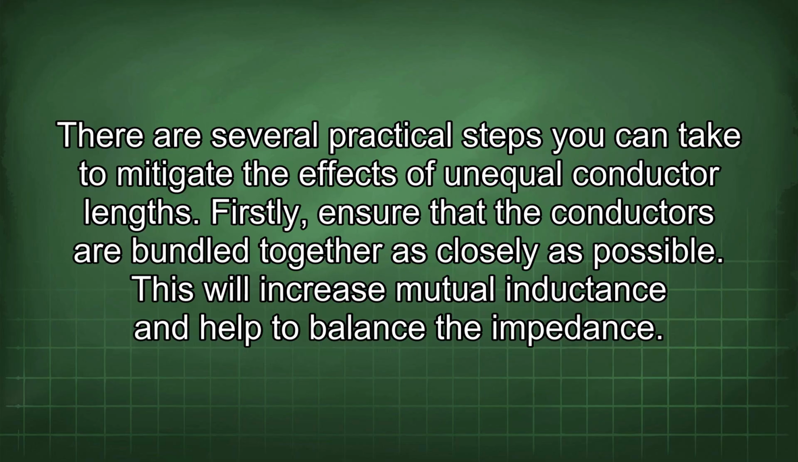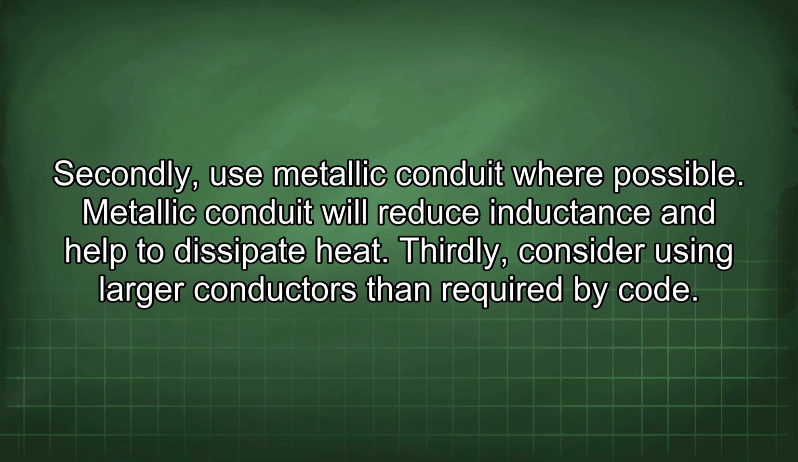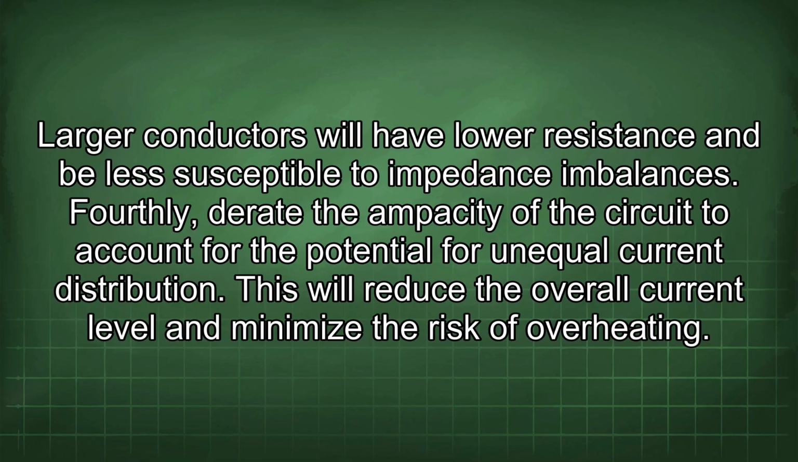There are several practical steps you can take to mitigate the effects of unequal conductor lengths. Firstly, ensure that the conductors are bundled together as closely as possible. This will increase mutual inductance and help to balance the impedance. Secondly, use metallic conduit where possible. Metallic conduit will reduce inductance and help to dissipate heat. Thirdly, consider using larger conductors than required by code. Larger conductors will have lower resistance and be less susceptible to impedance imbalances.